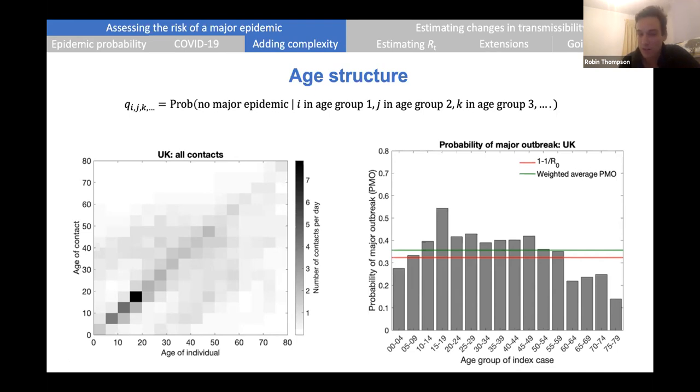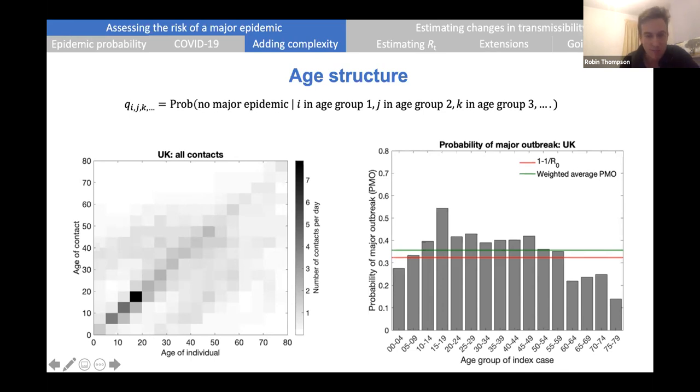Like I said, this isn't specific to COVID-19. So in this particular figure here for the UK, the only thing that's different between individuals of different ages is the number of contacts that those ages have. So if you wanted to apply this to COVID-19, and in fact this is something that we are doing, one of my PhD students is looking at what happens if you have individuals with different susceptibility. So maybe children are less susceptible than adults. What impact does that have on the probability of a major epidemic when the index case is of a specific age? So that's kind of work in progress at the moment.